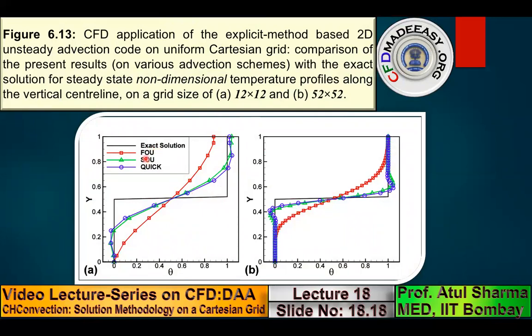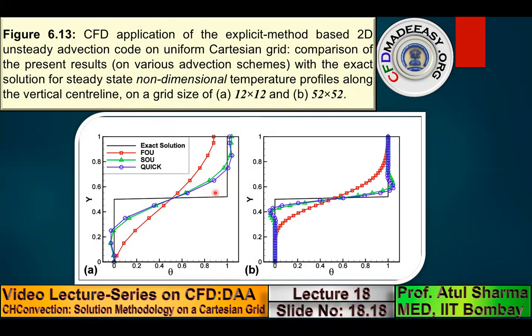And these are the lines along with symbols shown for the various schemes, where the red line corresponds to the first order upwind scheme, the green line corresponds to the second order upwind scheme, and the blue line corresponds to the QUICK scheme. Now, as I mentioned, this solution has been obtained on a grid size of 12 by 12, and this solution has been obtained on a grid size of 52 by 52.